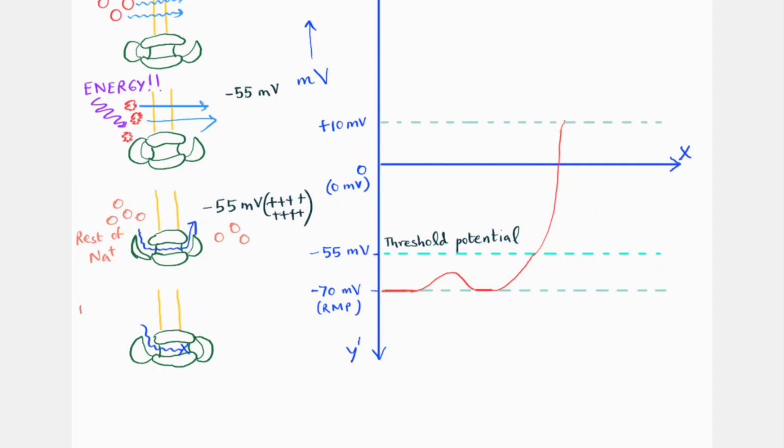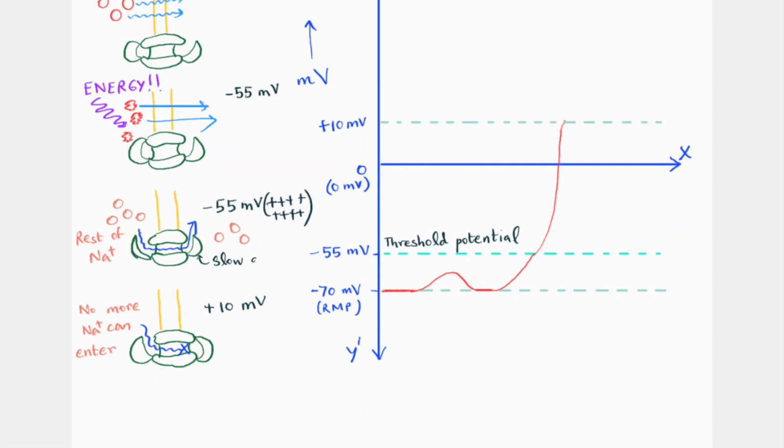Let me just write it here. No more Na+ can enter. And this, let's say, is plus 10 millivolt right here. So the slow gate is closed. Let me just write it here.